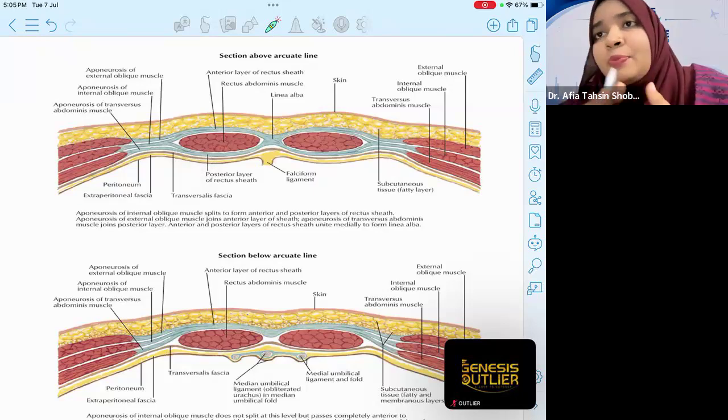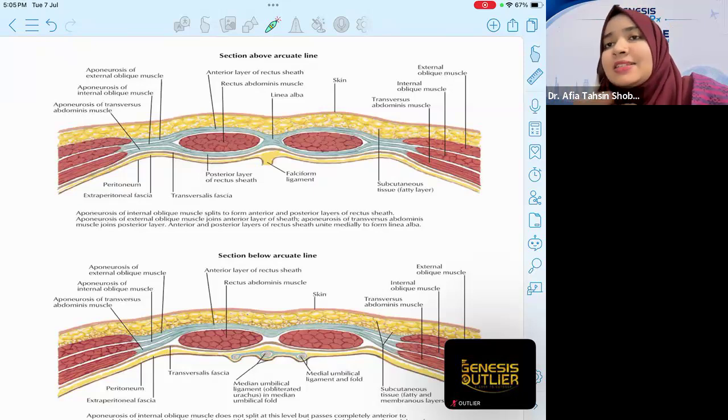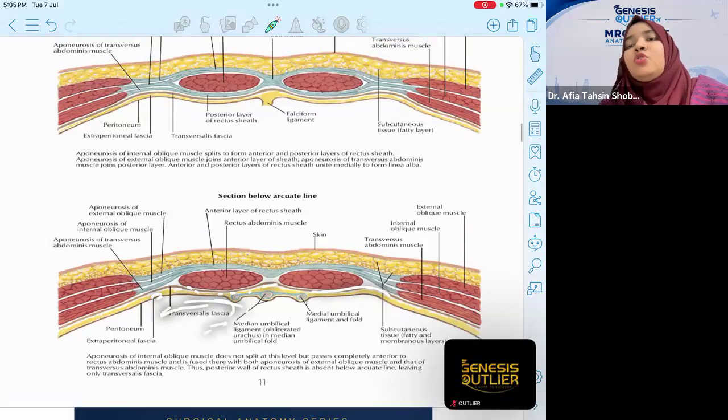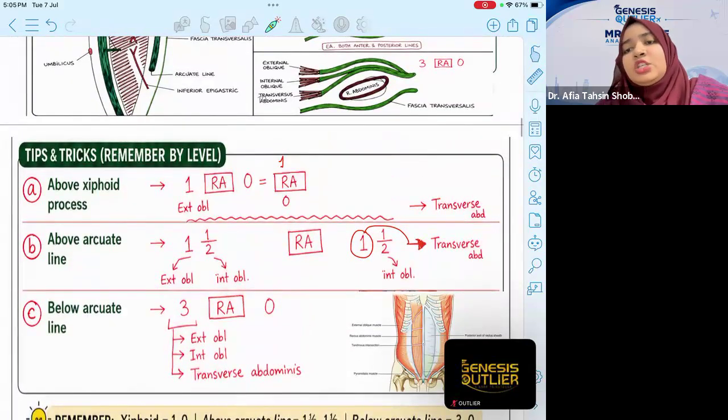That's all aponeurosis. I'm just telling you shortly, but always these are aponeurosis, not muscle. These are aponeurosis. And below the arcuate line, these 3 are situated anteriorly. And posteriorly, you will get just transversalis fascia, no muscle aponeurosis. You will get just transversalis fascia, no posterior layer. 3, 0. And above the arcuate line, 1.5.